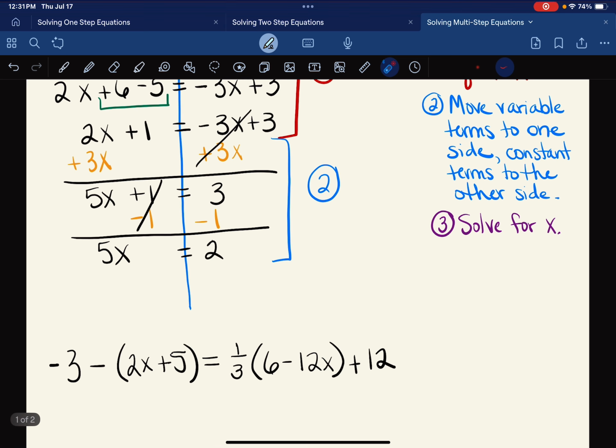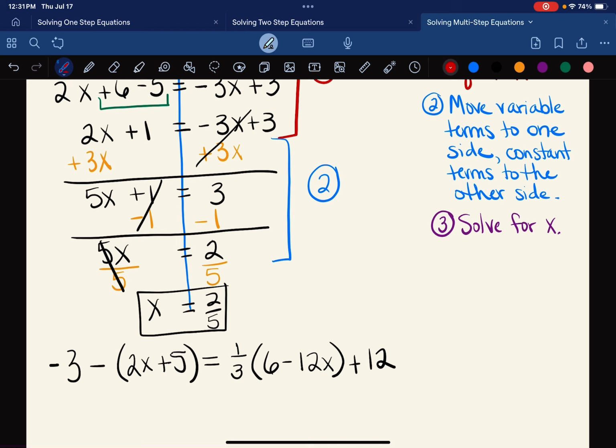We've got 5x equals 2. How do we get just x? Well, let's perform our inverse operation. Divide both sides of our equation by 5, and that gives us 1x, or x, equals 2/5. That was just step 3 of solving.